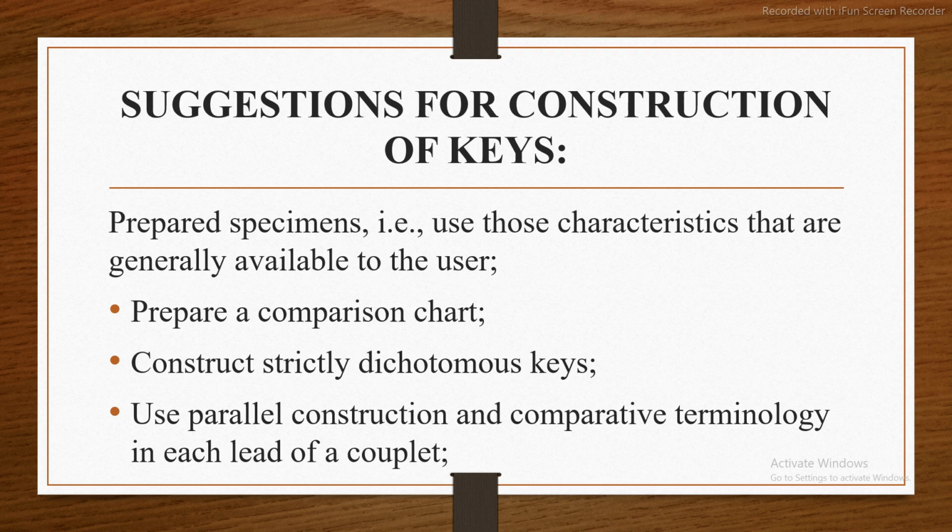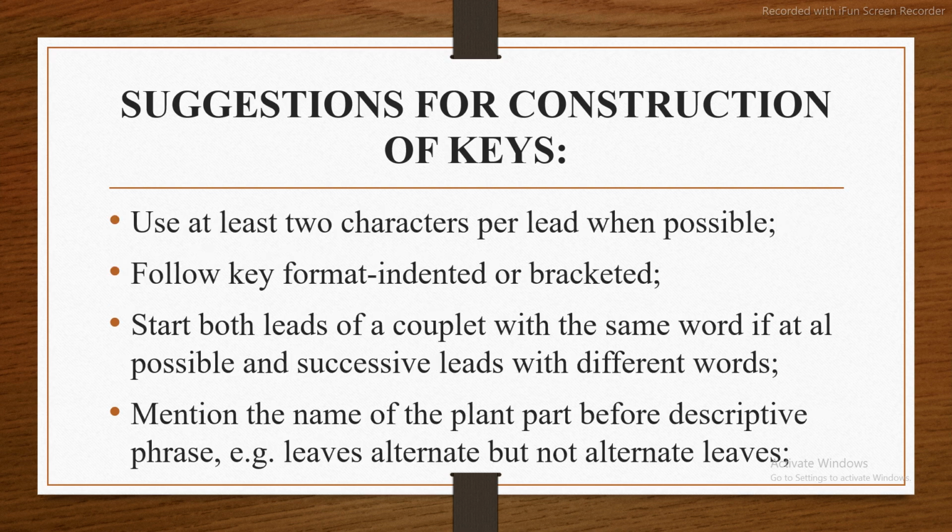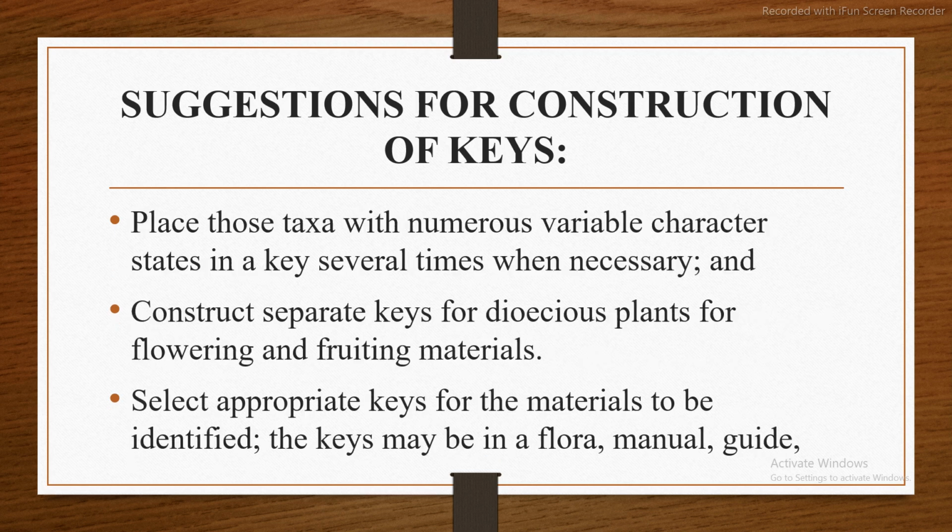Prepare a comparison chart. Construct strictly dichotomous keys. Use parallel construction and comparative terminology in each lead of a couplet. Use at least 2 characters per lead when possible. Follow key format, indented or bracketed. Start both leads of a couplet with the same word, if at all possible, and successive leads with different words. Mention the name of the plant part before the descriptive phrase. For example, leaves alternate, but not alternate leaves.